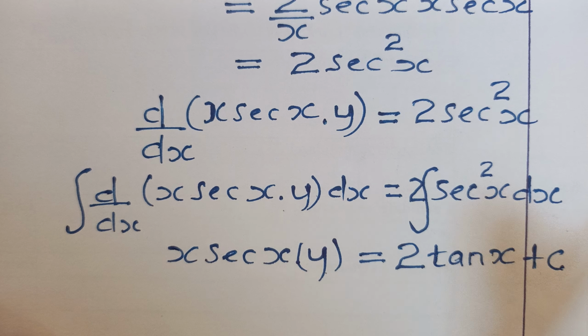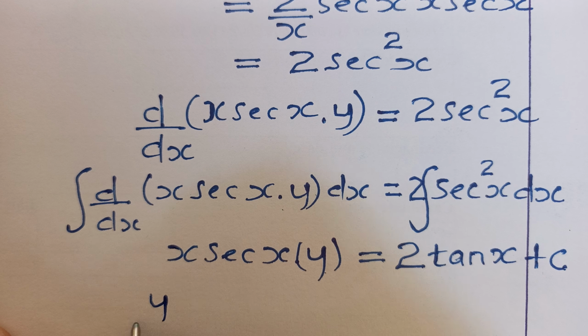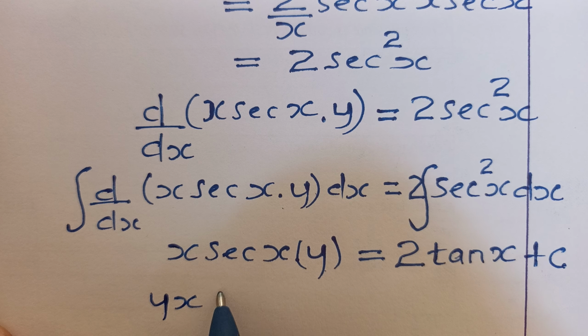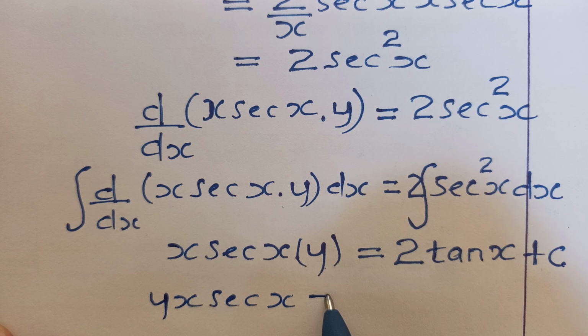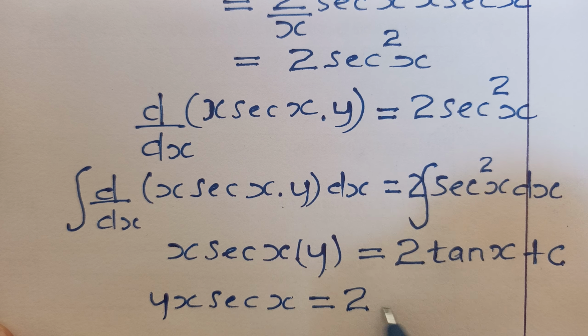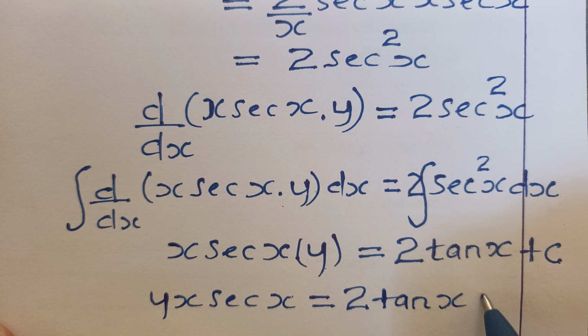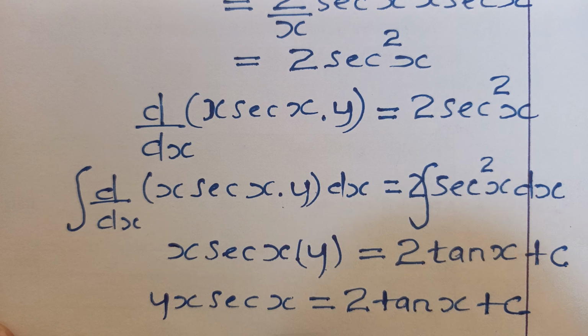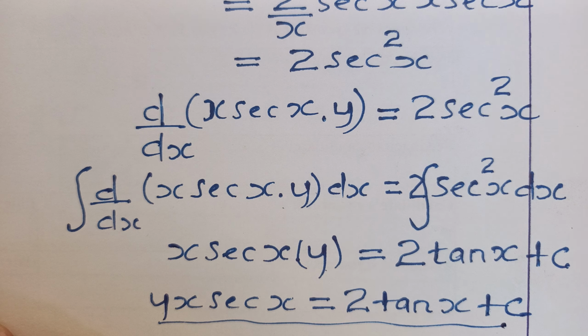And so therefore, guys, we shall have our solution as this. This is y multiplied by x sec x equals 2 tan x plus c. So guys, this is our solution, and thank you for listening to me.